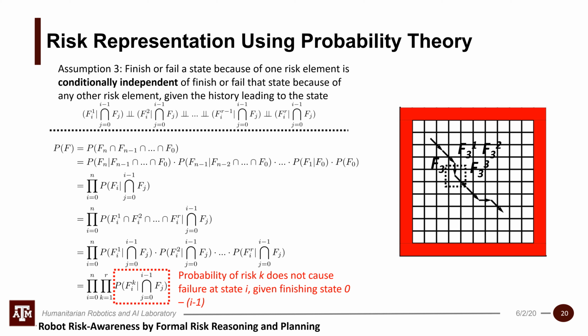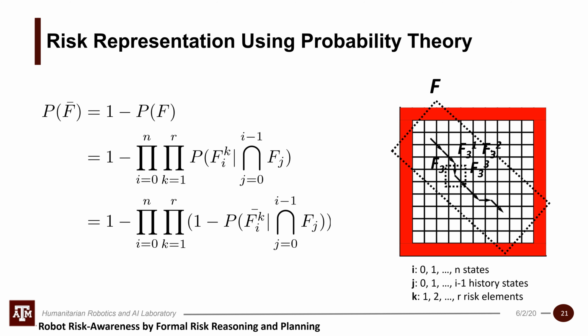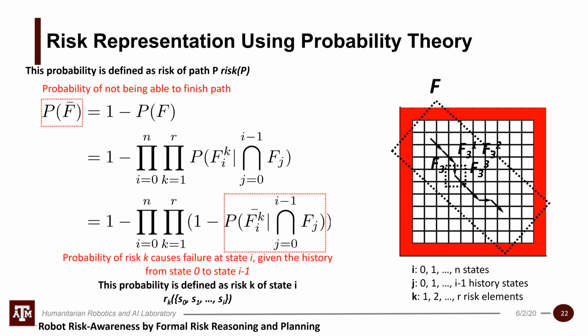We can write the equation in a more compact form. This term is the probability of risk k does not cause failure at state i, given the history. So the probability of F bar, not finishing, is just the complement of P of F. We plug in the equation from the last slide and then we can take the complement of the individual probability as well. The probability of F bar is just the probability of not being able to finish the path, which is our risk definition, defined as risk of path P.